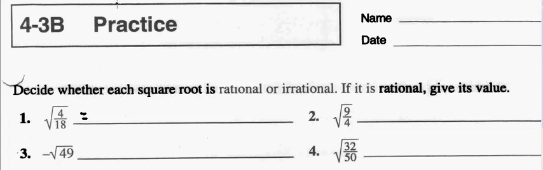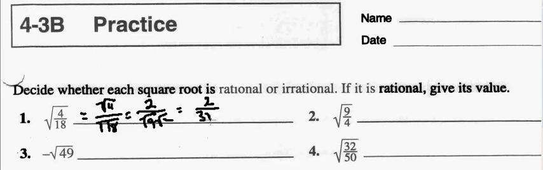Okay, we're starting with number 1 and looking at trying to decide whether each square root is rational or irrational, and if it is rational, give its value. So I'm looking at the square root of 4 over 18, and this turns into the square root of 4 over the square root of 18, which is 2 over the square root of 9 times the square root of 2, which is 2 over 3 square root of 2.